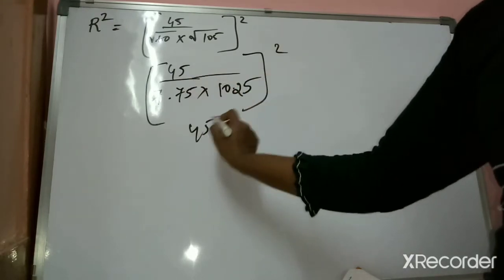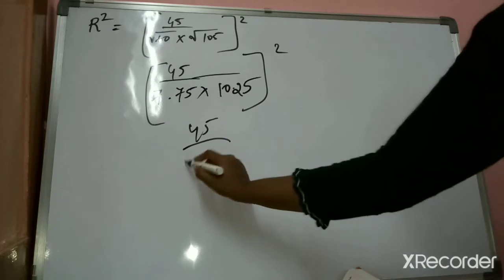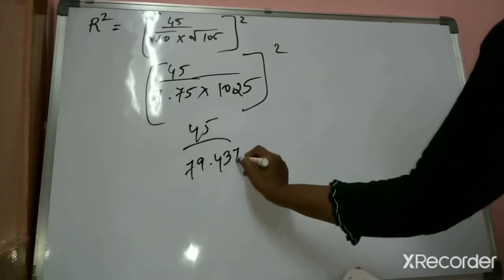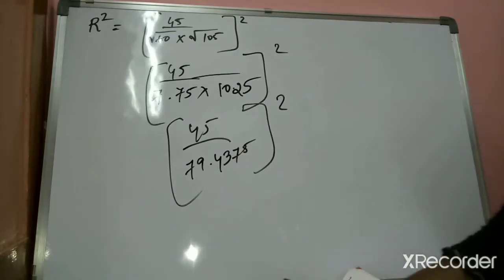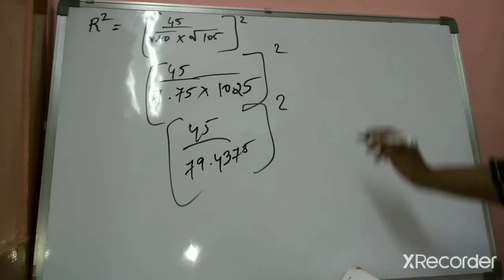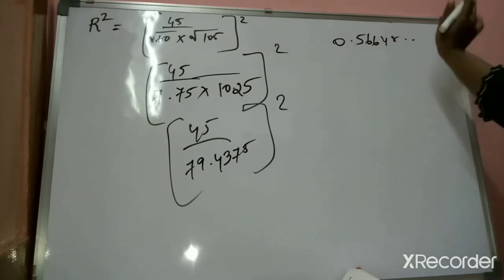Then 45, just multiply these two numbers, that is 7.75 multiplied by 10.25. So the answer is like this, 79.4375. Clear? Then divide it. So after dividing with 45 as the numerator, divide by 79.4375. The answer is like this, 0.56648, like this it is the answer.